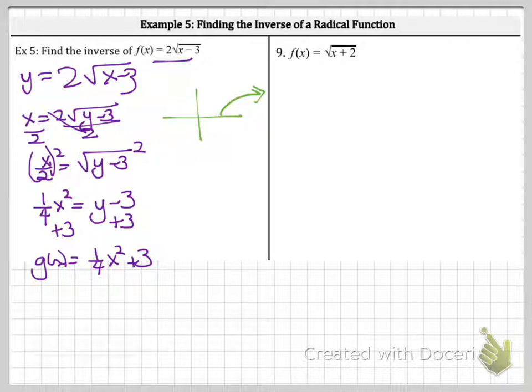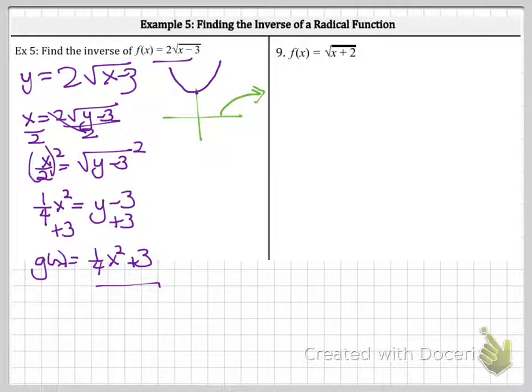Now thinking about what 1/4 x squared plus 3 looks like, what should that look like? Well, it's a parabola, and it starts at 3, right? And so it's a parabola, which is not what I need. I only need a piece of it. So what piece do I need?